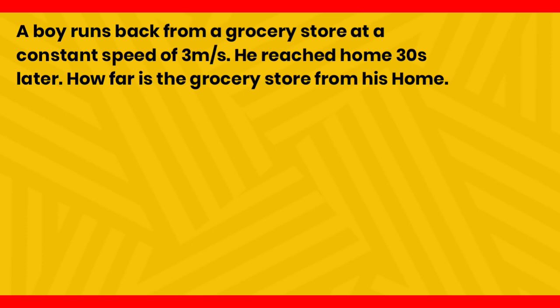First, you need to note the word constant speed. The formula to find the distance when we have constant speed is d equals vt, v times t. So the distance is equal to 3 times 30, which is 90 meters.